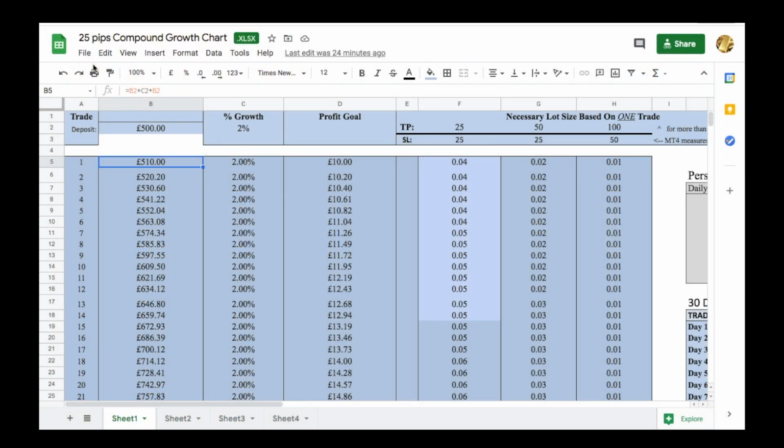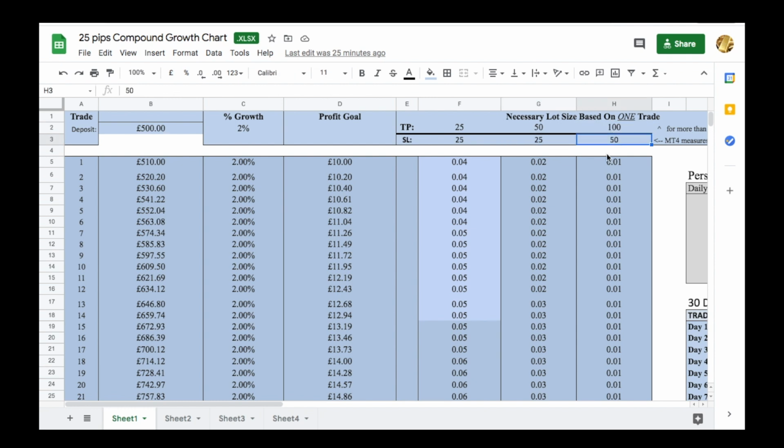So as you can see here, I'm on my 25 pip compound sheet. For you to be able to change it to 25 pips or anything like that, you just got to amend it here. So I'd put my TP at 25 pips, my stop loss at 25 pips. That's a one-to-one trade. It gives you 3 columns here so you can change it. You can do 50 pips TP, 25 pips stop loss. So that's a 1-to-2 trade.